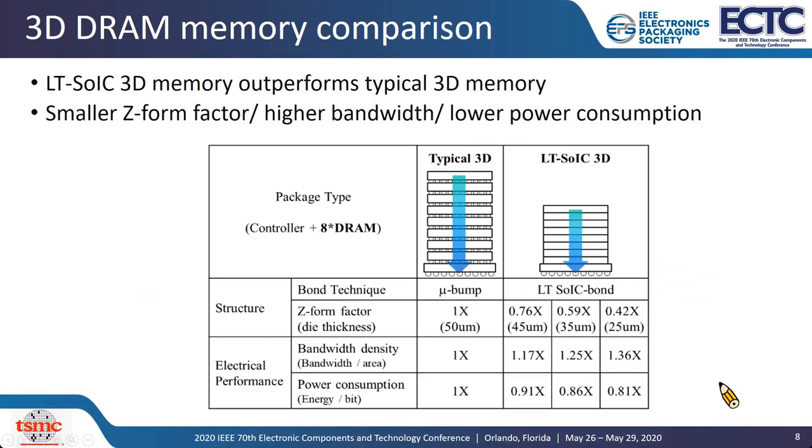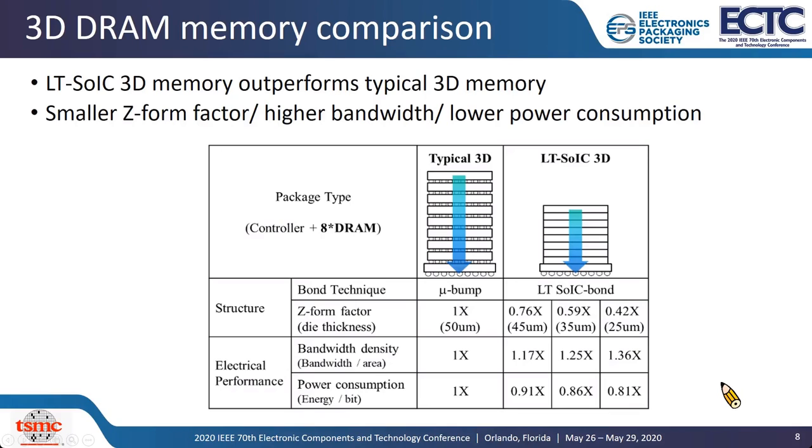When we talk about high-performance chips for AI or 5G, the bandwidth density and power consumption of 3D memory are highly considered. This table shows the simulation comparison of system performance between a typical microbump 3D IC and a low-temp SOIC with 9-tier multiple stacking, including a logic die and 8-high DRAM dies.